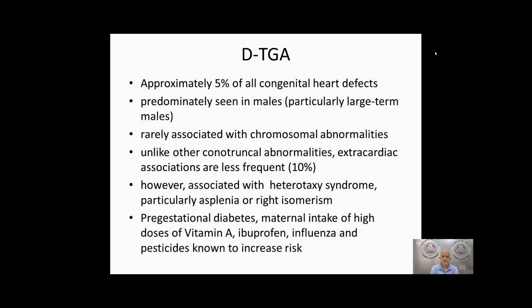DTGA is seen in approximately 5% of all congenital heart defects. It's predominantly seen in male infants. It's rarely associated with chromosomal abnormalities, unlike other congenital anomalies. However, it could be associated with heterotaxy syndrome. There are some series which suggest pre-gestational liabilities, maternal intake of high dose vitamins, brufen, influenza, could increase the risk.